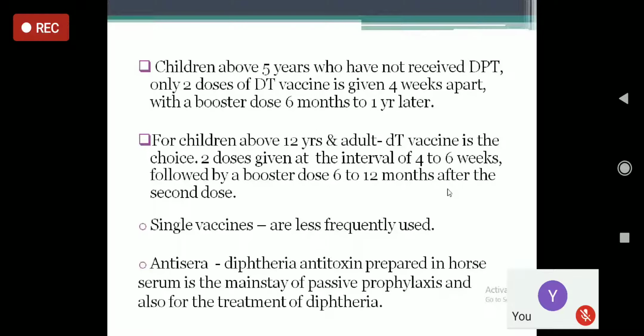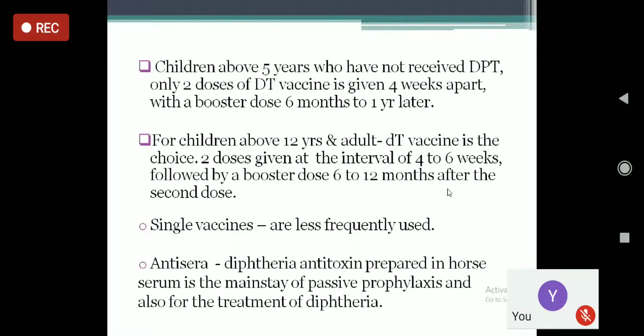So children above 5 years who have not received DPT, only 2 doses of GT vaccine are given 4 weeks apart, with a booster dose 6 months to 1 year later. So if a child above 5 years comes to you, okay, then you have to give only 2 doses of GT vaccine 1 month apart, with a booster dose 6 months to 1 year later.